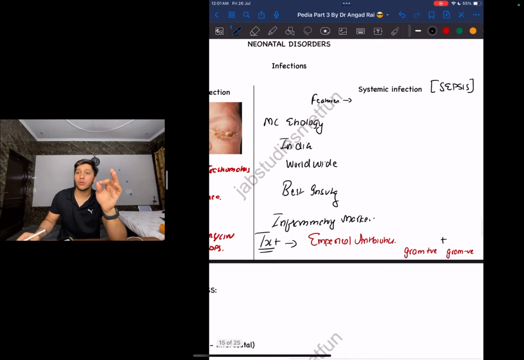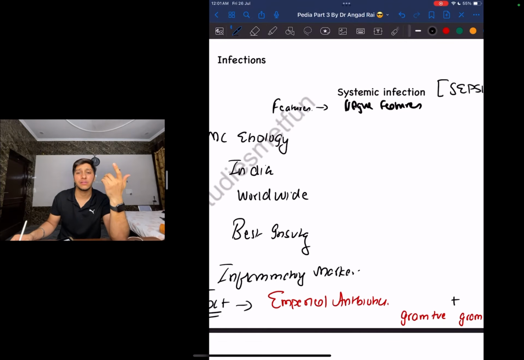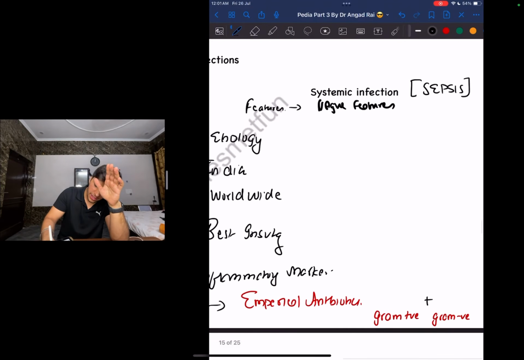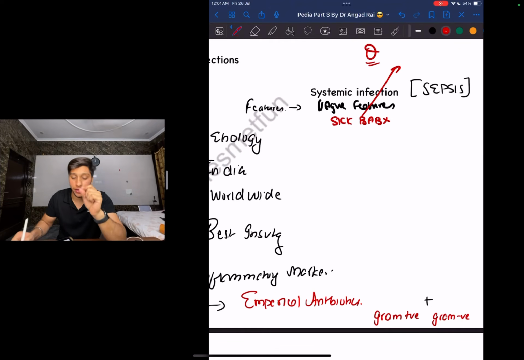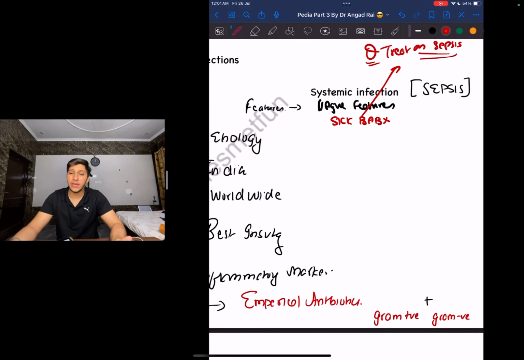Next, guys, let's talk about the systemic infections, sepsis. The problem with sepsis, guys, is that there are very vague features, like dull baby, not feeding, sick baby. Basically, what I want to say is sick baby. So any sick baby, unless proven otherwise, treat as sepsis. Basically, sepsis features are very vague, like low appetite, very lethargic, or fever and sick like that. So treat it as sepsis.